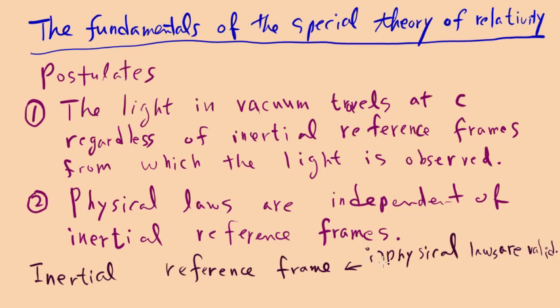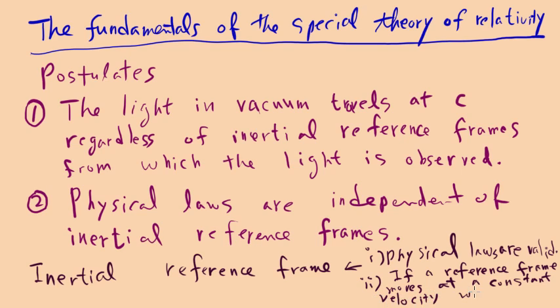So that's one fact. And the second fact is that if a reference frame moves at a constant velocity with respect to an already established inertial reference frame, then it is also an inertial reference frame.